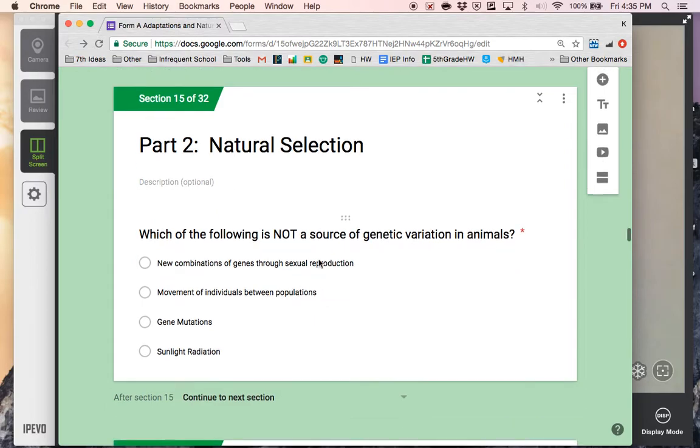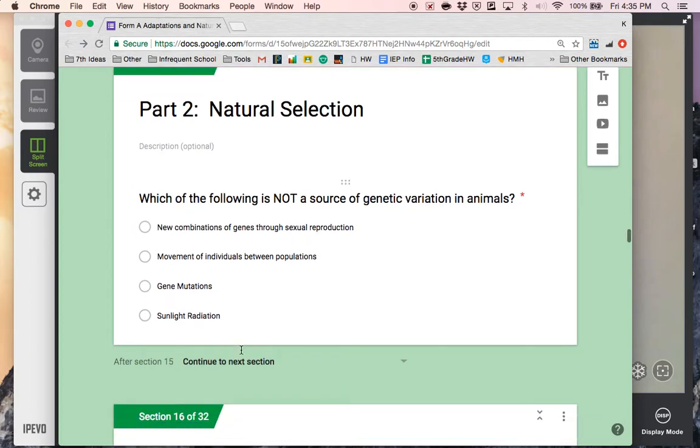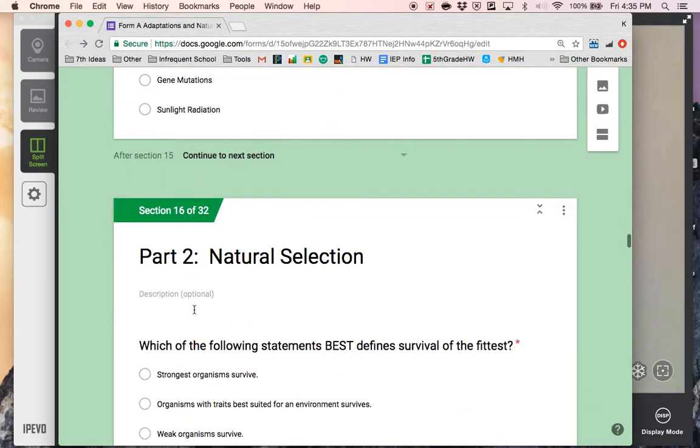Which of the following is not a source of genetic variation? Ooh, this was in your notes. New combinations of genes through sexual reproduction, that's going to happen, especially when new people migrate in or new species migrate in. Movement of individuals between populations, that's going to cause genetic variation. I'm looking for the one that does not cause it. Gene mutations, that definitely causes variation. Sunlight radiation, no, we've never talked about that. This would not be a source of genetic variation. So, looks like that's your answer.